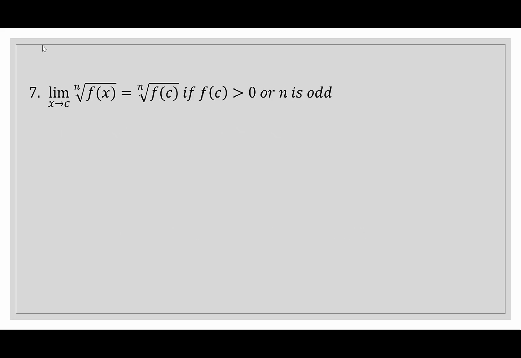Okay. If it's a radical, so here I have the limit as x goes to c of the nth root of f of x, well, you can still plug in c. So I'll have the nth root of f of c. There are a little bit of conditions. f of c needs to be positive or the index needs to be odd. So if I have an even index, so if I'm taking the square root or the 4th root or the 6th root, I need that number f of c to be a positive number because I don't want to have complex numbers.